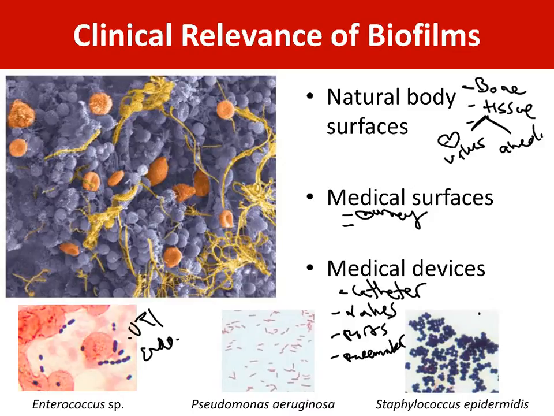This guy over here, Staph epidermidis, also very firmly associated with catheter-associated UTIs. This guy in the middle is Pseudomonas aeruginosa. This is a very, very difficult organism to treat and deal with, if it gets into the alveoli of the lung.